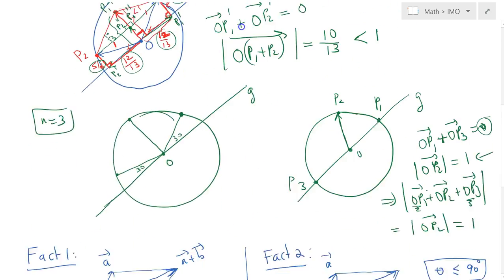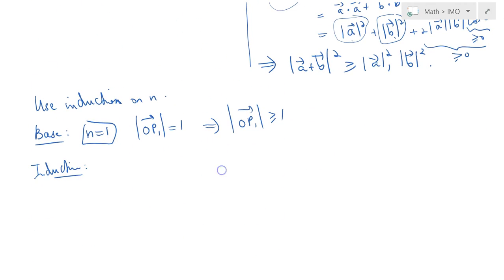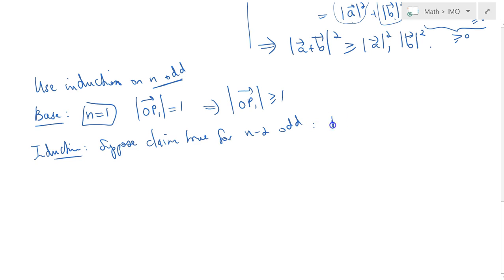Because n is odd, suppose the claim is true for n minus 2, which is odd. Then we need to show that it must also be true for n odd, right? So let's assume that those n minus 2 points are P2, P3, and so on, up to P sub n minus 1, and I'm going to add two new points here, P1 and Pn, and see what happens.